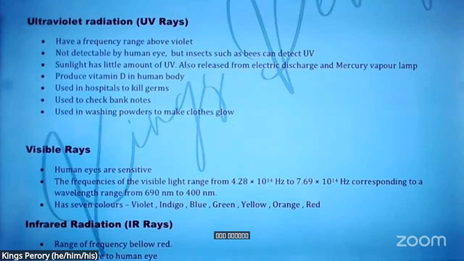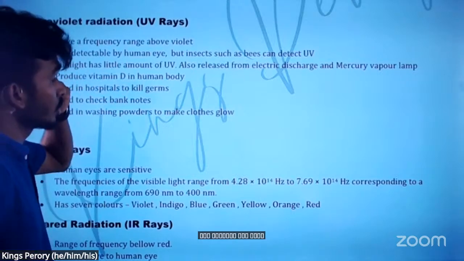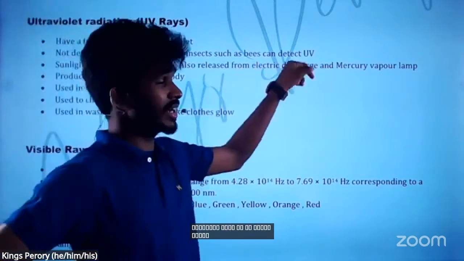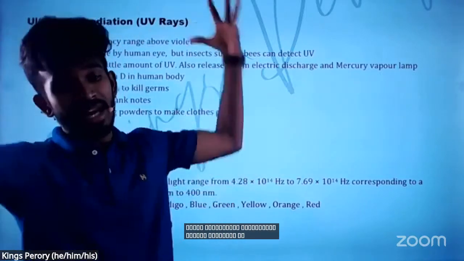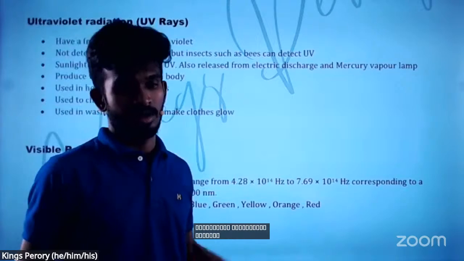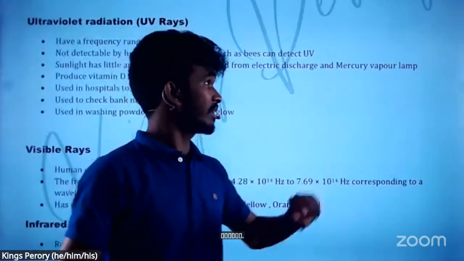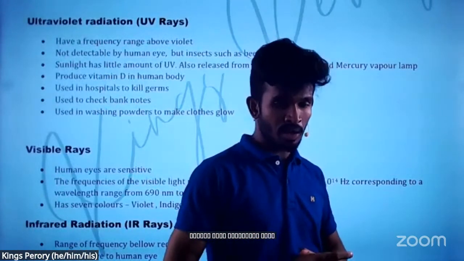Sunlight has little amount of UV. It's also released from electric discharge. During lightning, a big electric discharge happens. During that time, UV is released. Even a mercury vapor lamp also releases UV.